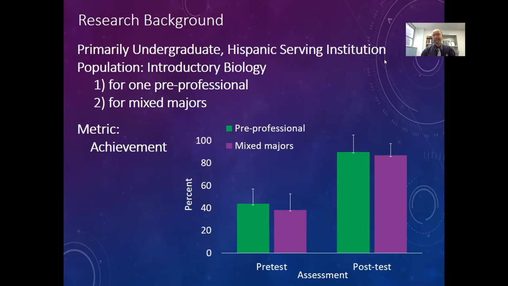Looking at simply achievement by using a pre and post test scenario, the students come in knowing roughly a third of the material or being familiar with it. This is assessed on a multiple choice test. So this is about what you would expect just randomly, right? They're going to get about 25% of the questions right.